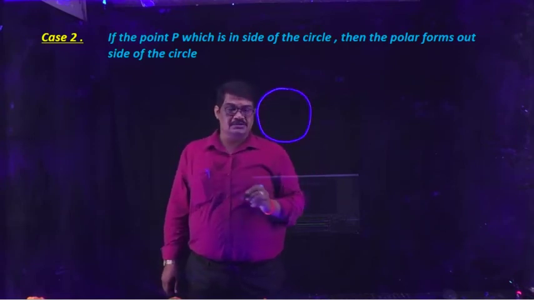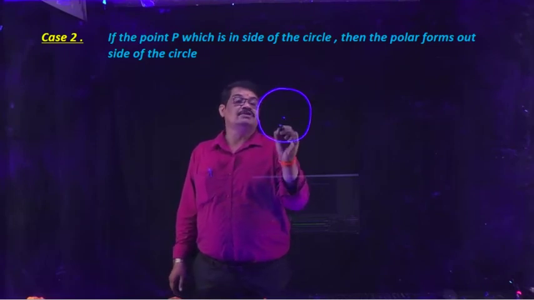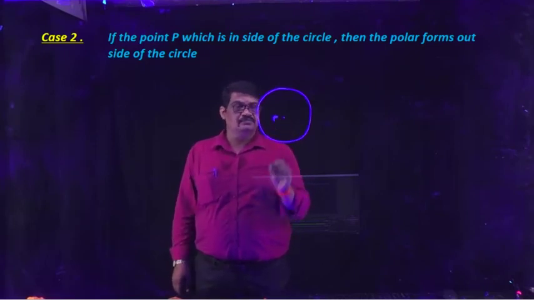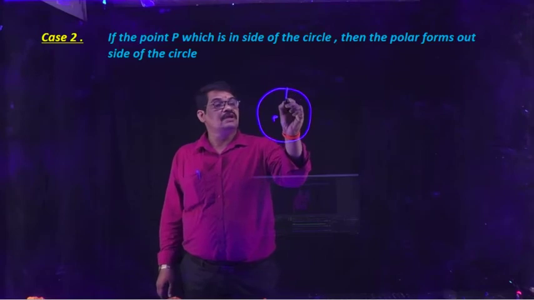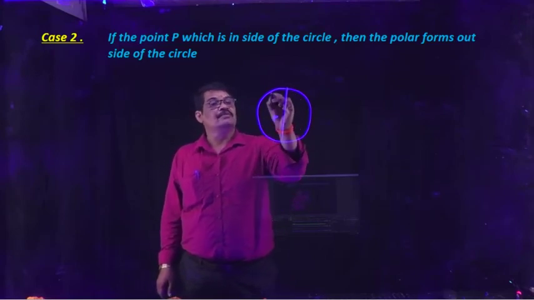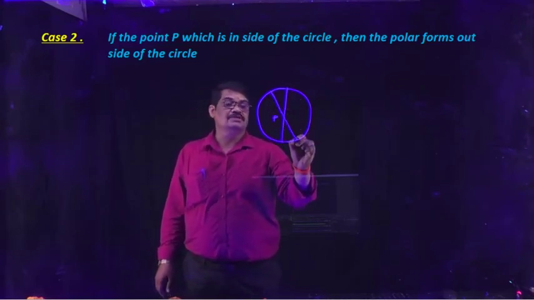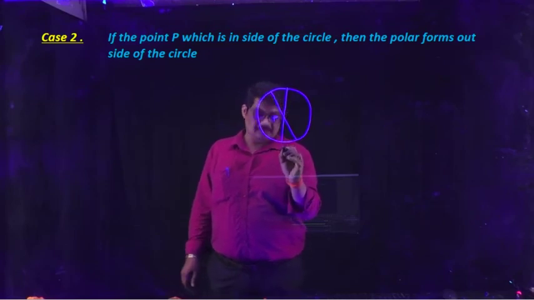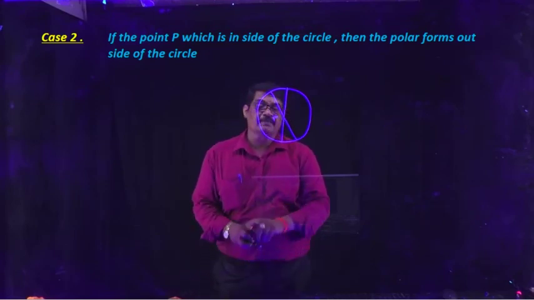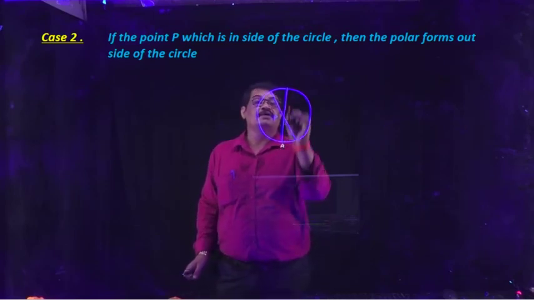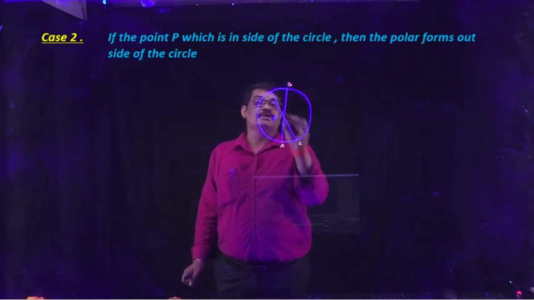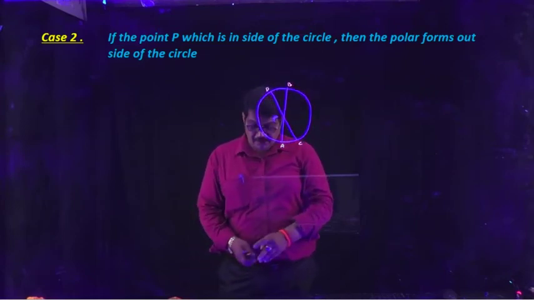This is the circle. If the point is inside of the circle, first draw the secants through capital P. Now we are writing the secants. Here the secants are capital A and capital B, capital C and capital D.